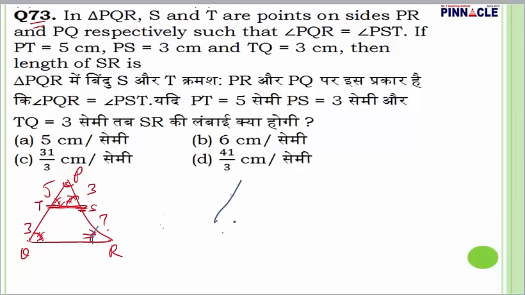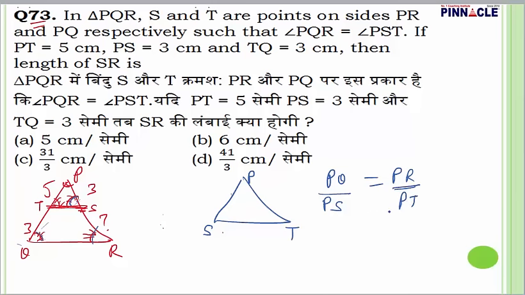PST, P, S and T, is similar to PQR. This angle is equal to angle PQR, but this is equal to this. Now see, PR would be equal to, in this case, PQ divided by, in ratio, PS, and PR in this case should be equal to PT. This is the similar triangle property.